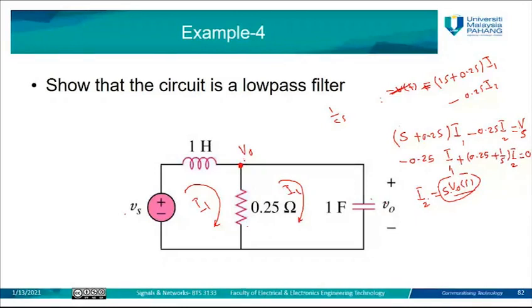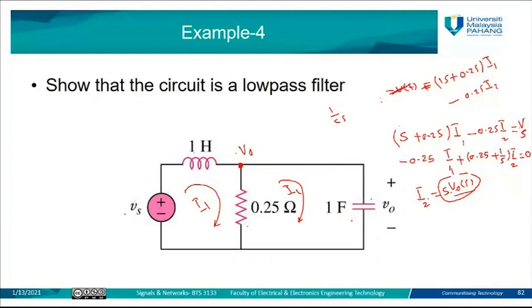So we can write the equation based on this method directly by using Ohm's law, the summation of current at the first node. So it will be (Vs minus Vout) over s, equal to Vout over 0.25 plus Vout over 1 over s.